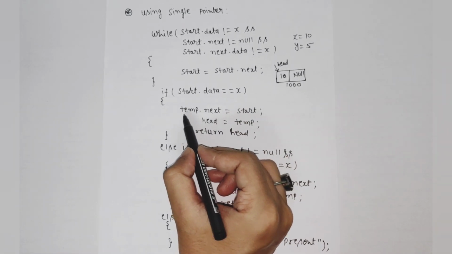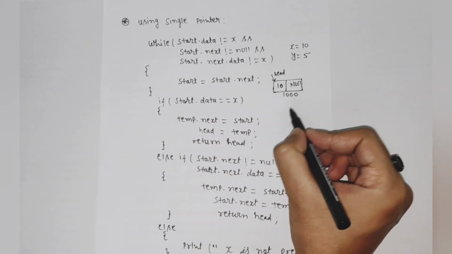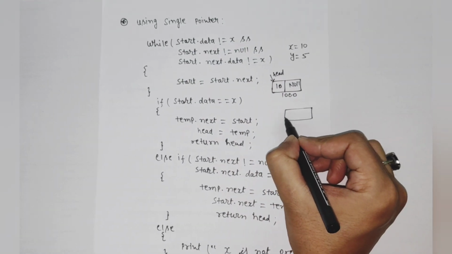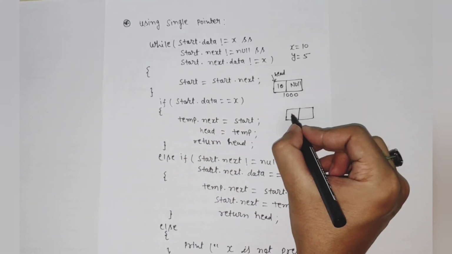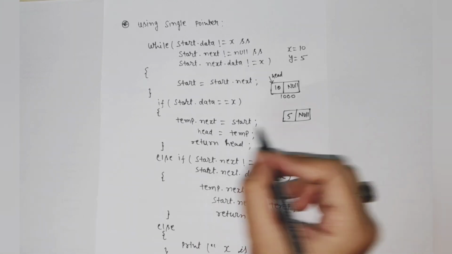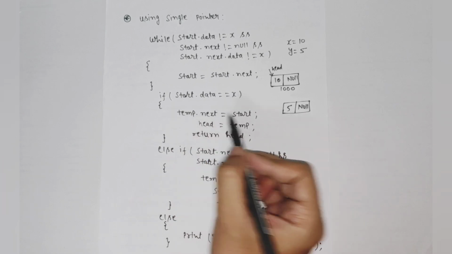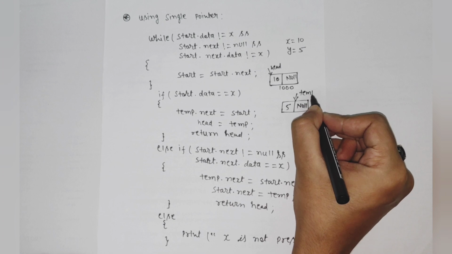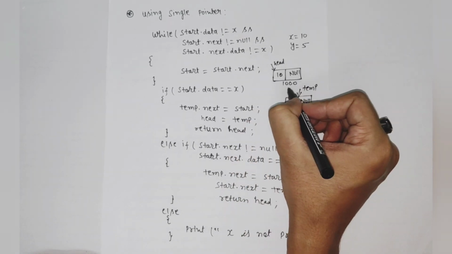So we will assign start value to temp.next. Here I have not written the temp condition, so then we have to write it like this. Here in the temp node I am writing 5 and null. After that we will assign start to temp.next. So this is our temp and its address is 2000. So start value is 1000.